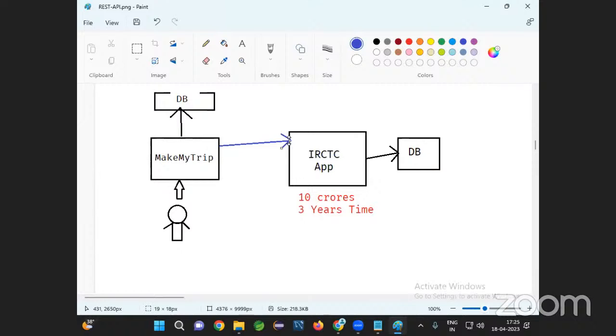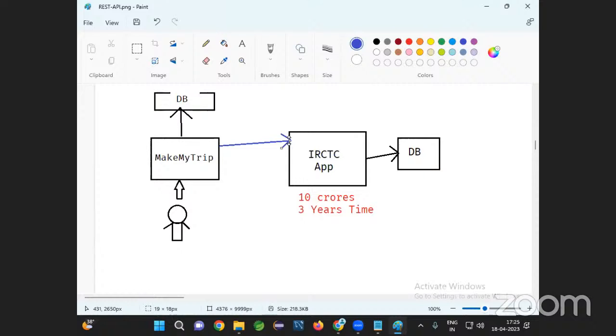B2B communication. For your passengers, you give your passenger data. I will execute my logic in my project. I will give the ticket to you. You give the ticket to your customer. For every ticket booking, you give me 5 rupees. My logic will execute. You will provide ticket booking for your customer. Your customer will not know where the ticket booking is happening. Your customer will think that ticket booking is happening in Make My Trip.